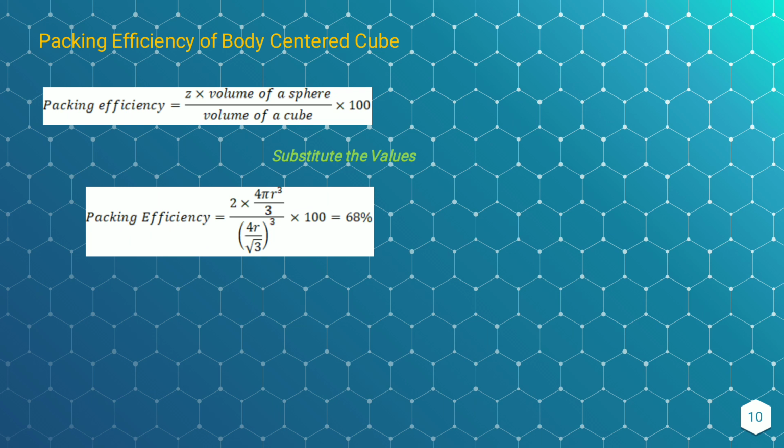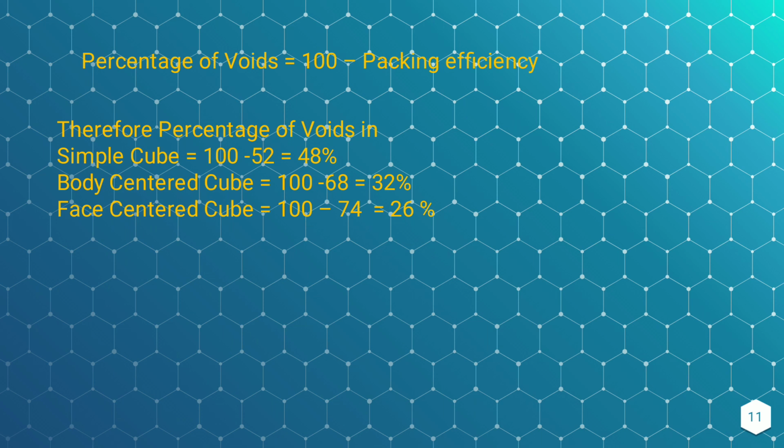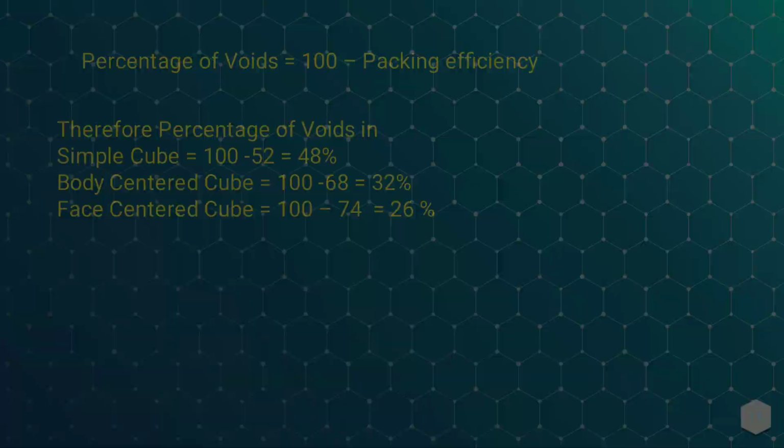So this is how we can calculate the packing efficiency in a simple cube, FCC and BCC. So a bird's view of that. Before that, if a certain space in a unit cell is occupied by the sphere, the remaining empty space is called the percentage of void. So how do you calculate the percentage of void? Percentage of void is equal to 100 minus the packing efficiency. So for a simple cube, it is 100 minus 52, 48%. For a BCC, 100 minus 68, 32%. And for an FCC, it is 100 minus 74, 26%.